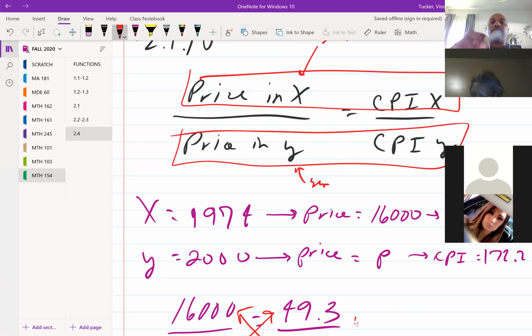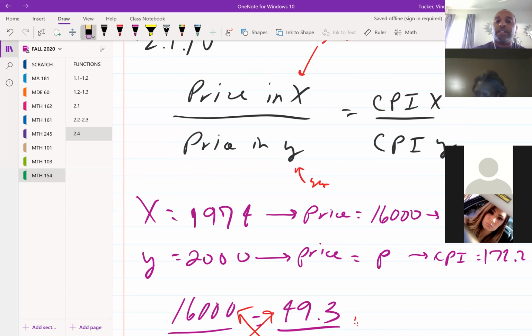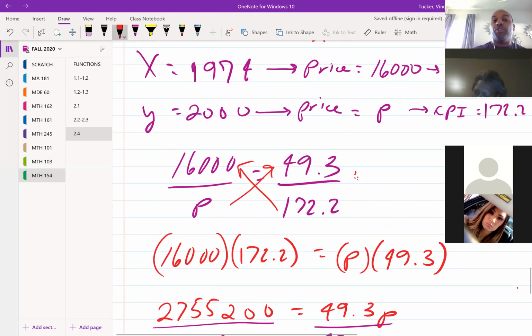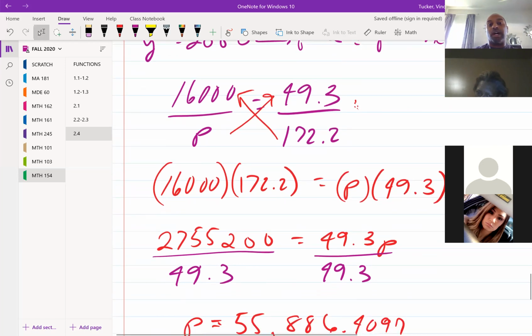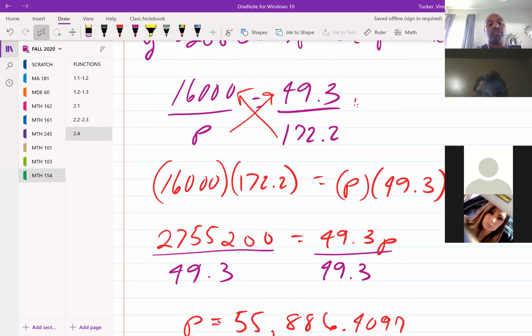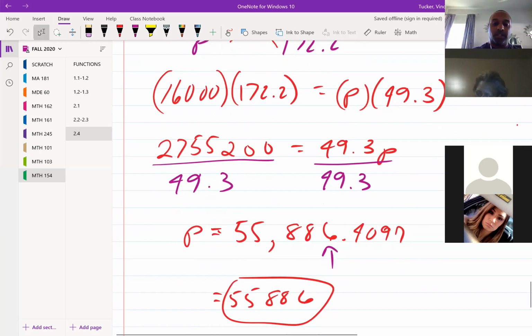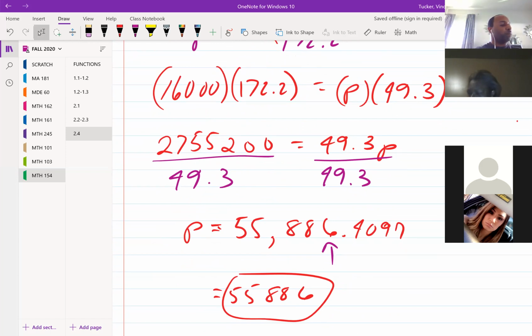Yeah, so when you set up your proportions, you just have to be consistent. If I'm putting 1974 on top here, then I need to put 1974 on top on this other proportion, and that means 2000 will be on the bottom on the other proportion as well. You could have decided to put 2000 on top in both cases, but whatever you do, you just have to stay consistent. Okay.